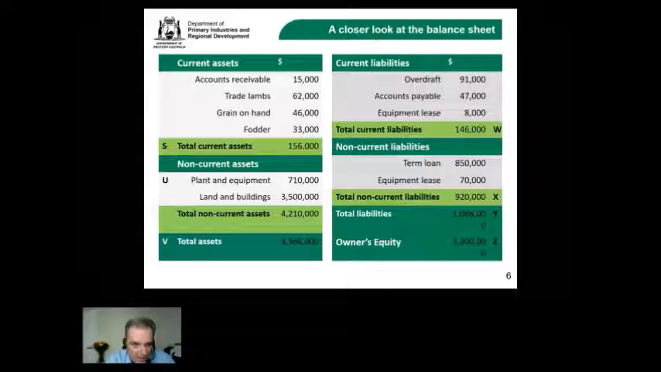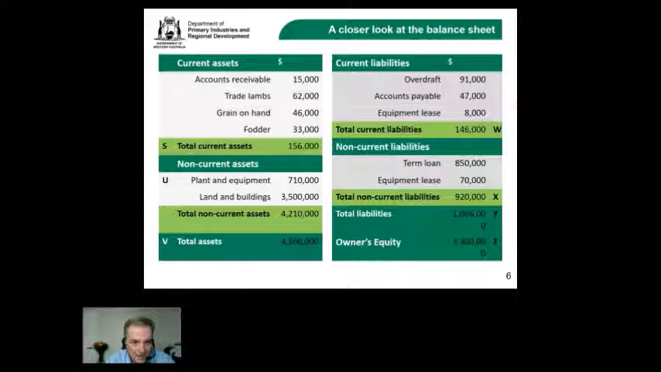So you can see that current assets are your accounts receivable, your lambs that you've got to sell, any grain on hand, any fodder, these things that turn over and turn into cash reasonably quickly. Our non-current assets tend to be different in nature, and they tend to be our plant and equipment, our land and buildings, and we manage our non-current assets differently to our current assets.